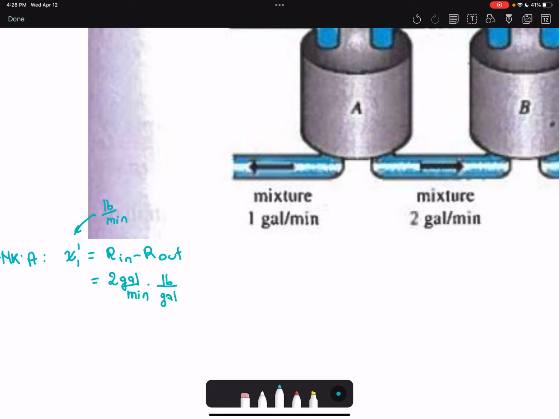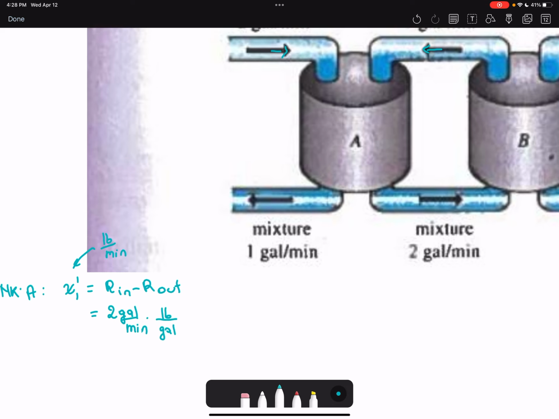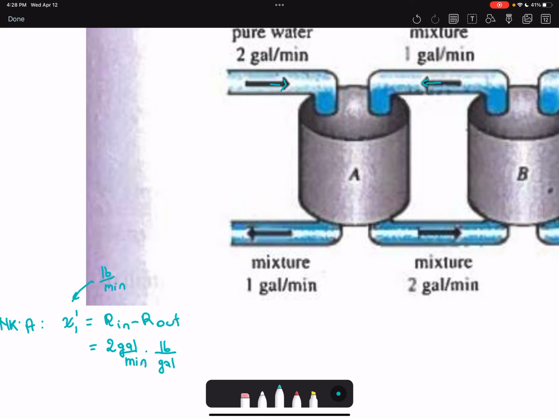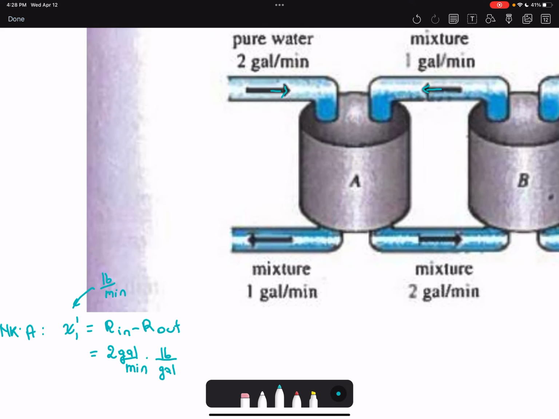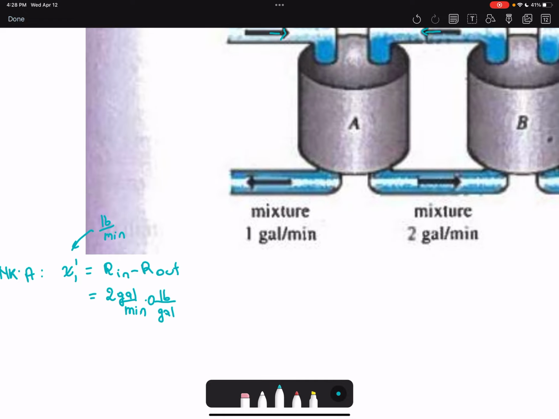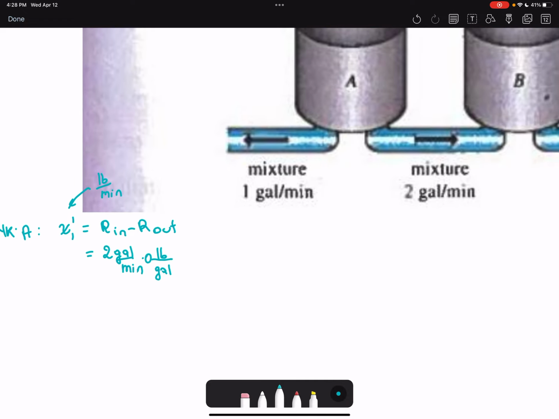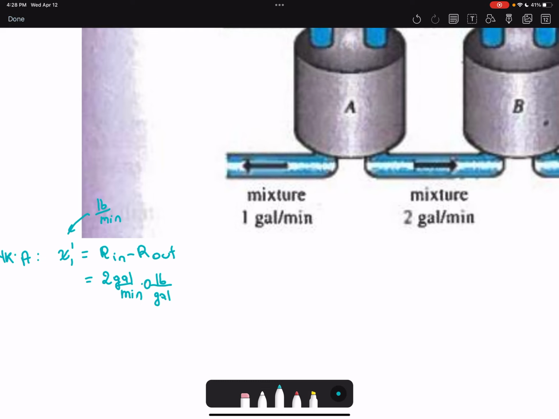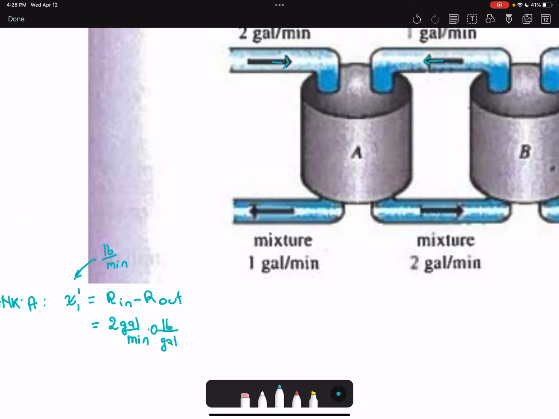Now, this is the concentration of salt. How much salt is coming in from that left top side? Well, it says it's pure water. So there's a 0 concentration of salt. There's 0 pounds of salt per gallon. So we can write this.